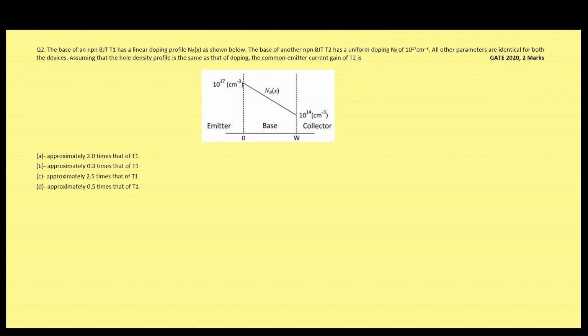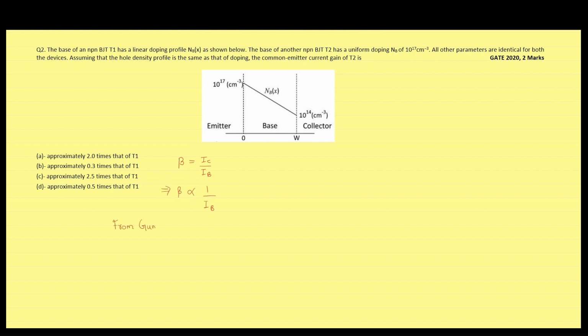Now we see the second question. We already know that common emitter current gain is equal to collector current divided by base current. We can simply write that common emitter current gain is inversely proportional to base current.